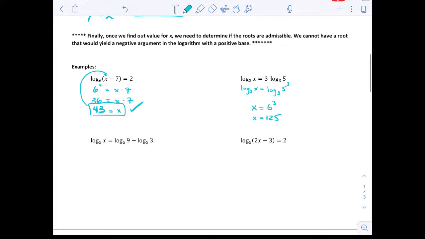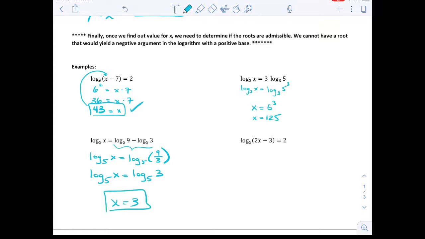All right, keep going. Log base 5 of x is equal to log base 5 of 9 minus log base 5 of 3. Well, on the right side, I see we have a subtraction of logs. And remember, when we subtract the logs, we can divide the arguments. So log base 5 of x is equal to log base 5 of 9 divided by 3. Log base 5 of x is equal to log base 5 of 3. So I look at those, left and right side have the same base, so x must be equal to 3.